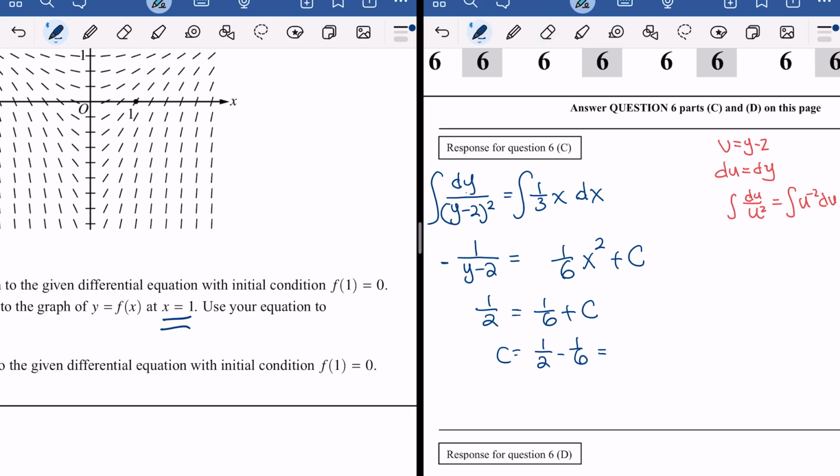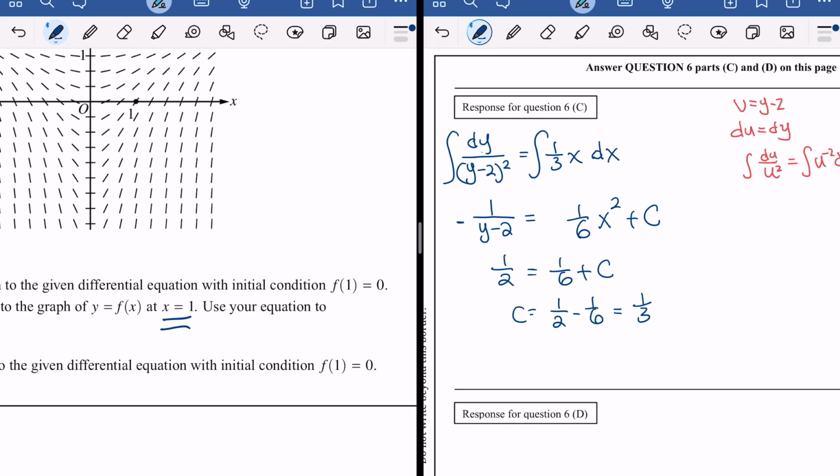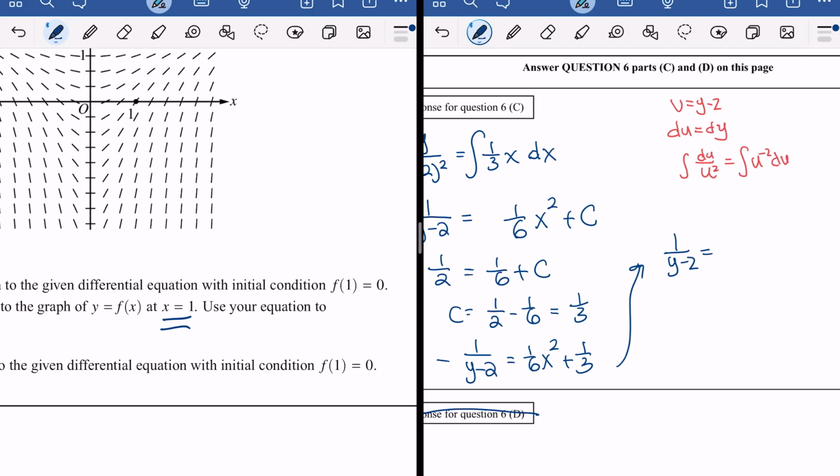for C value. And now we're going to plug back into the equation that we already have. So it will be negative 1 over y minus 2 equal to 1 over 6x squared plus 1/3. We're going to solve for y because this is not done. So the first thing I will do is divide everything by -1 because our left-hand side is a negative. The right-hand side will now become negative 1 over 6x squared, subtract 1/3. We're going to take the reciprocal next, so y minus 2 is going to be 1 over all of that.